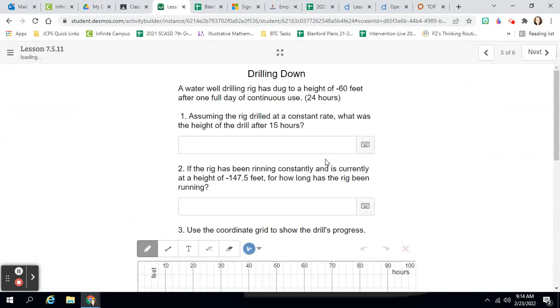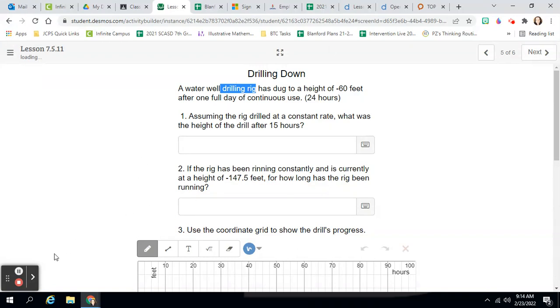Next. All right. Now we're looking at a water well. It says a water well drilling rig has dug to a height of -10 feet. So a water well, for instance, I used to live in the country. I had a well. That's how I got my water. So somebody dug a hole down into the ground until it hit the water that was underground. And then that water gets pumped up to the house, right? So that's what's happening here. And so they're talking about the drilling rig, which is simply the machine that digs the hole, right?